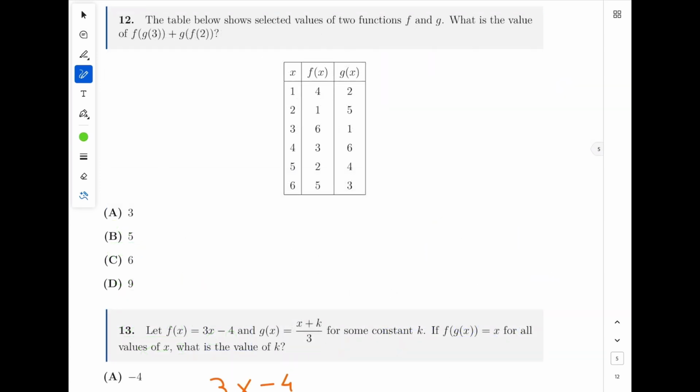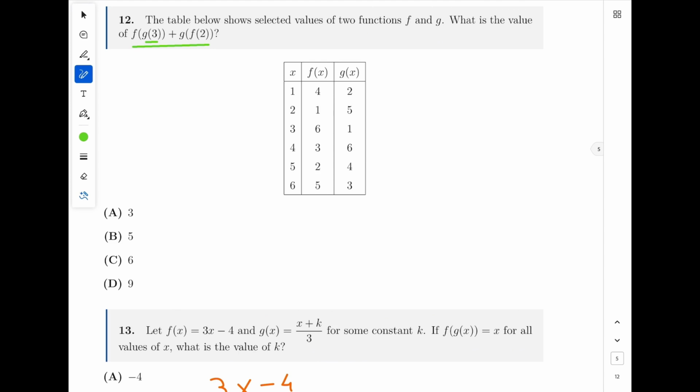Here is question number 12. Have a try. This one is relatively easy, so I won't be spending a lot of time. We need to figure out the value of f of g of 3 plus g of f of 2. Now in function composition, you must be very clear with what's the input of what and what's the output of what. So the input of f is g of 3.